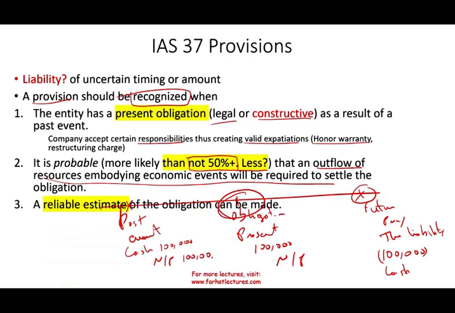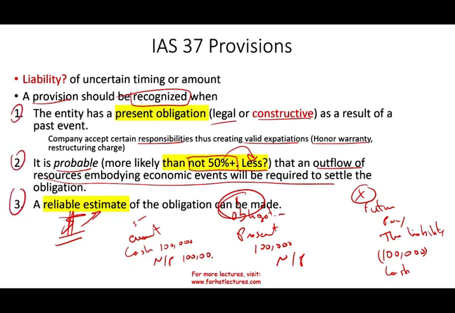And the third component is we have to have a reliable estimate. You have to know how much you are going to be paying, or you can estimate how much you're going to be paying. Now, you might be asking, what happens if the probability is less than 50%? Less than 50% means, as far as IFRS, it's not more likely than not that you're going to pay. Okay, we're going to talk about this. But those are the three conditions, 1, 2, 3, to have a provision, to record the provision.